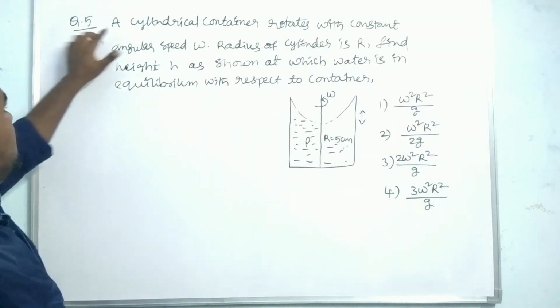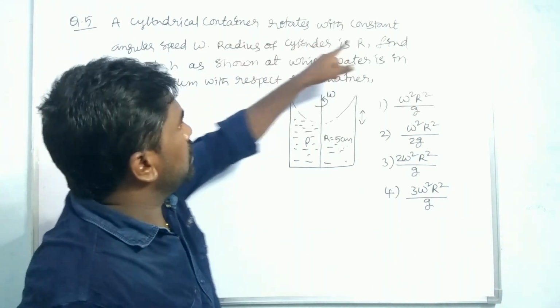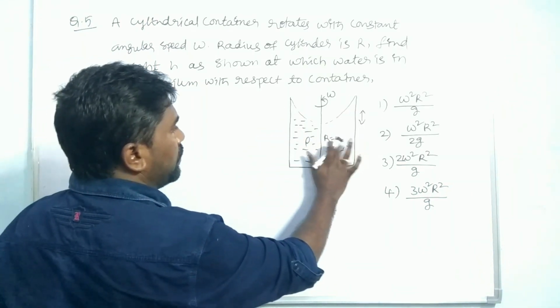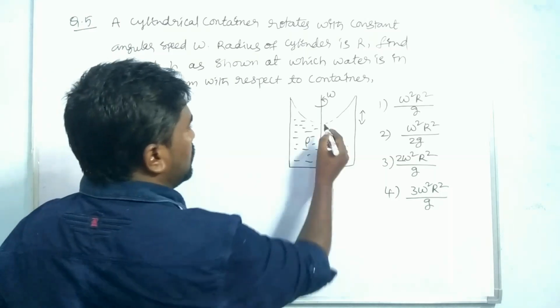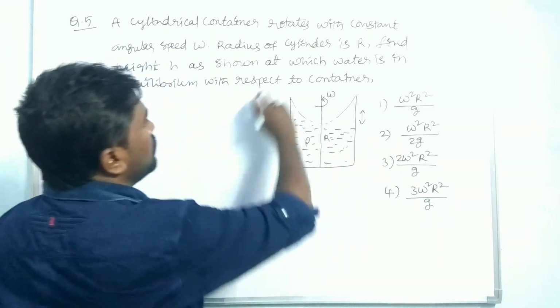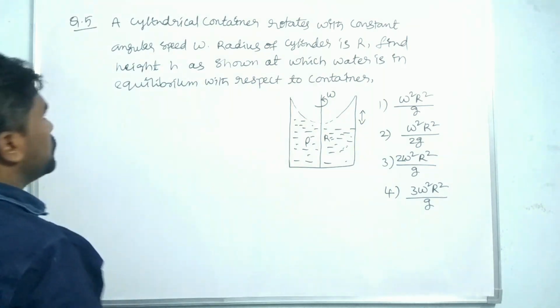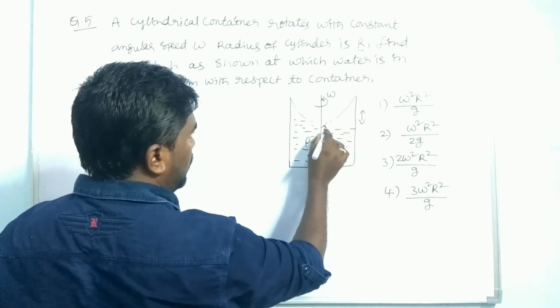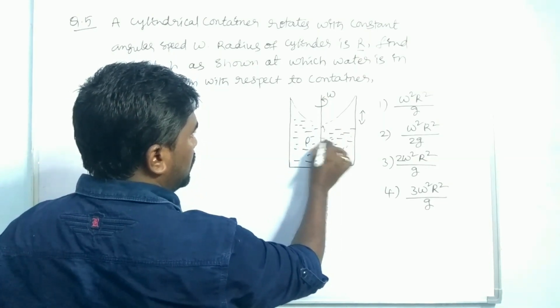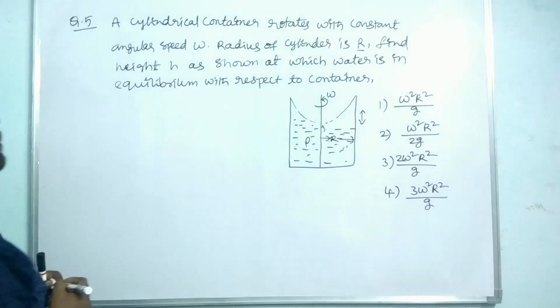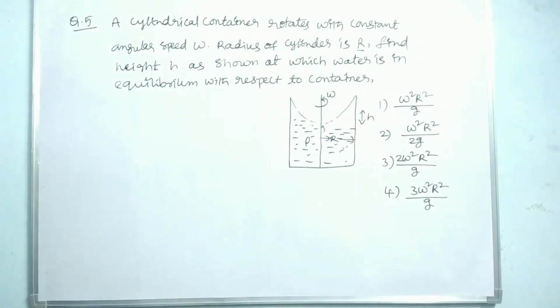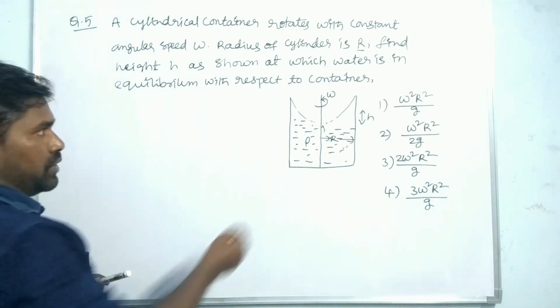Here let us see one more question. A cylindrical container rotates with constant angular speed omega. So this is the cylindrical container having the constant speed. The radius of the cylinder is r, and the height is h, as shown in the container, in which water is in equilibrium with respect to the container.